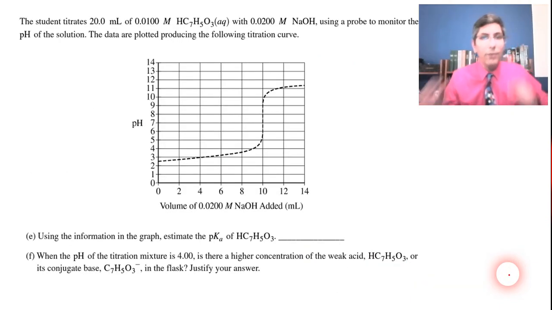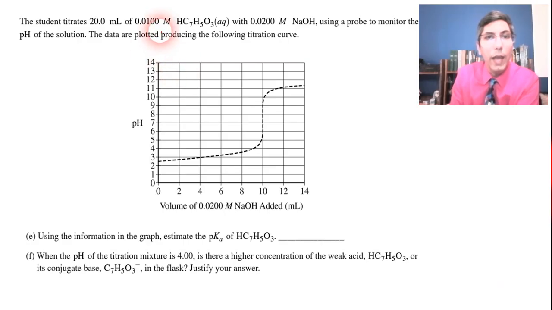Now, part E, we have a nice little titration graph, a titration curve, excuse me. And so the student titrates 20 mils of the salicylic acid at 0.01 molar with 0.02 molar sodium hydroxide using a probe to monitor the pH of the solution. So here's our titration curve. And part E says, using the information in the graph, estimate the pKa of the salicylic acid.